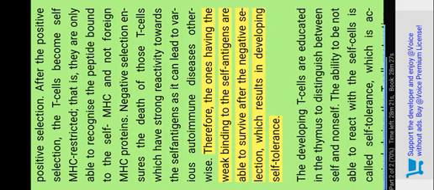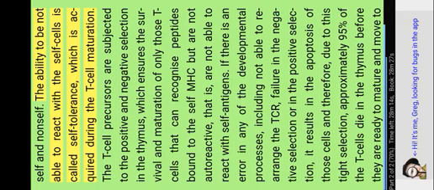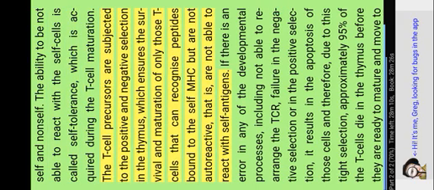Therefore, the ones having the weak binding to the self-antigens are able to survive after the negative selection, which results in developing self-tolerance. The developing T cells are educated in the thymus to distinguish between self and non-self. The ability to not react with the self cells is called self-tolerance, which is acquired during the T cell maturation. The T cell precursors are subjected to the positive and negative selection in the thymus, which ensures the survival and maturation of only those T cells that can recognize peptides bound to the self-MHC but are not autoreactive, that is, are not able to react with self-antigens.